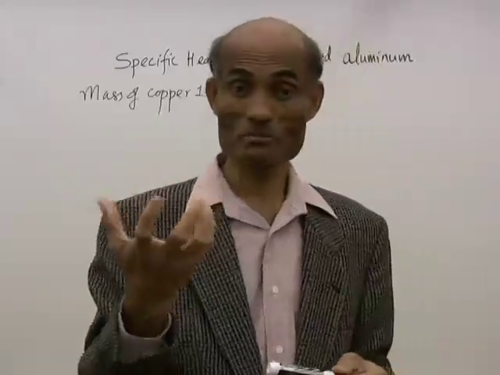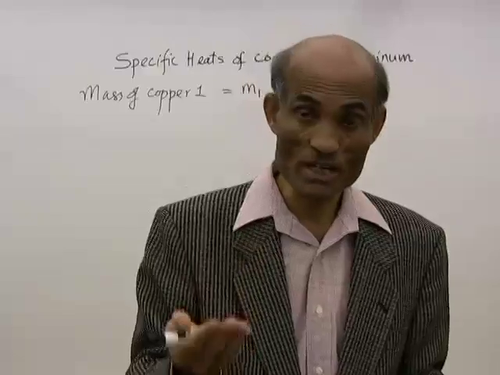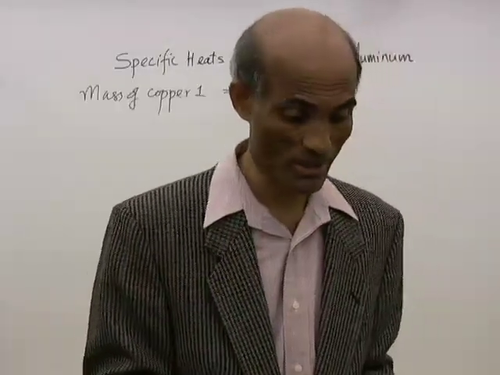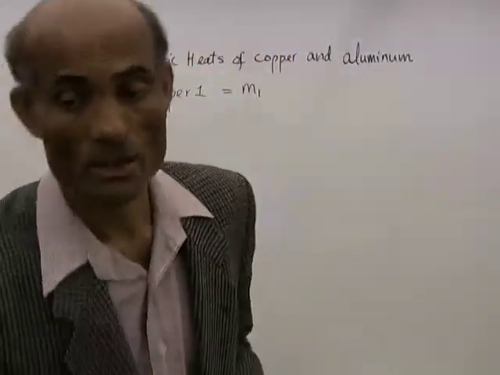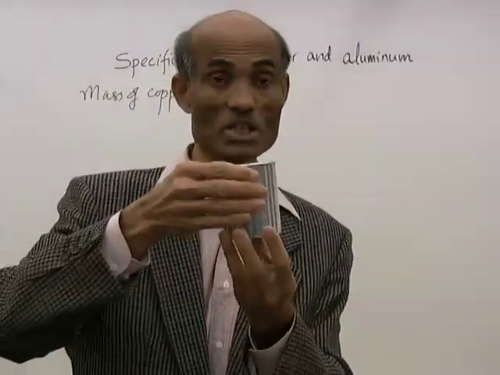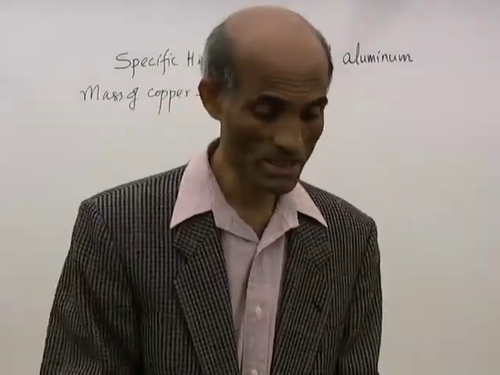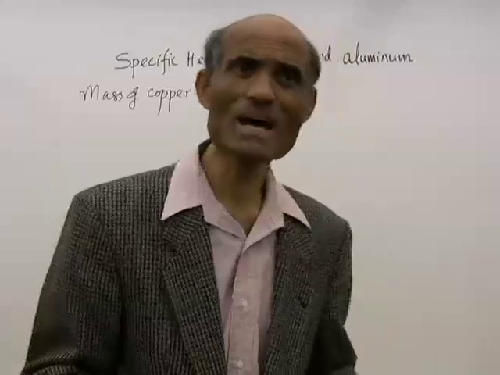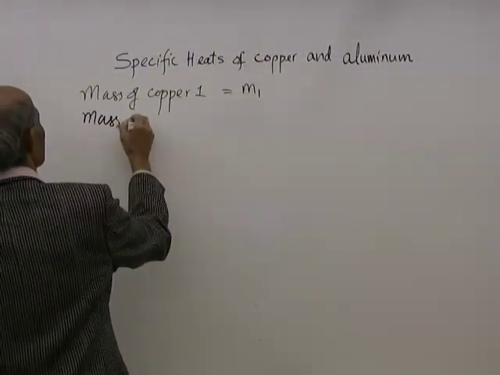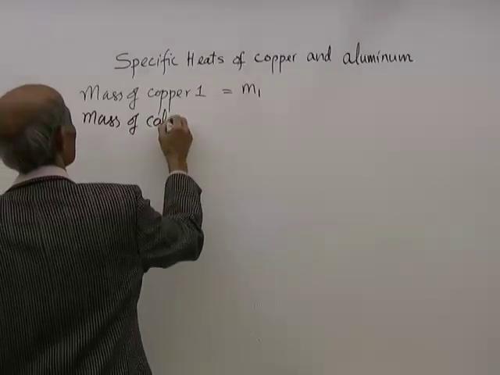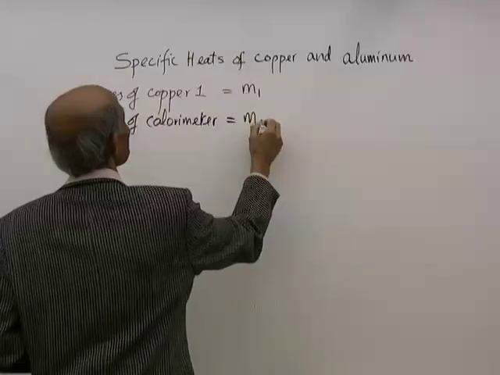So once the mass is measured, you will keep that solid in boiling water so that it is heated to a high temperature. Measure the mass of the calorimeter. Well, a calorimeter is this. We will be using this. Measure the mass of the calorimeter and record it as M3 kilogram. So mass of calorimeter is M3.